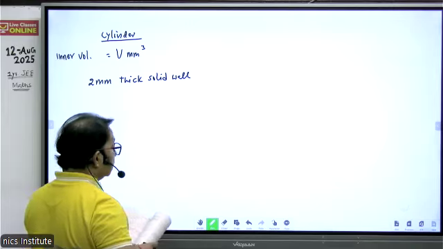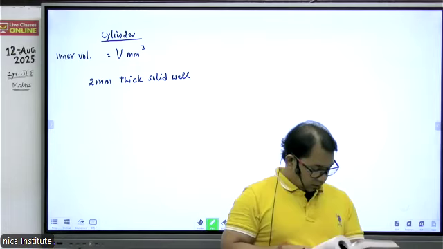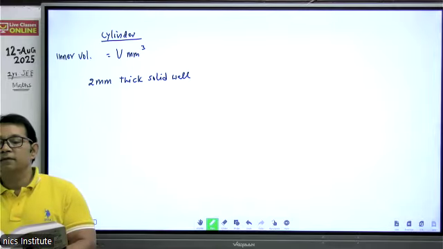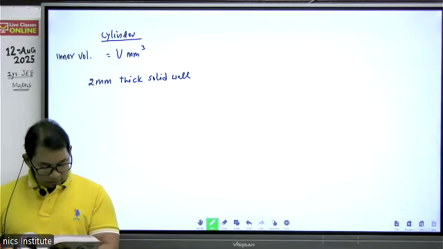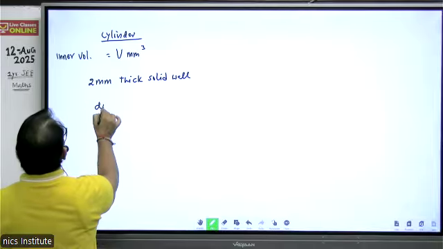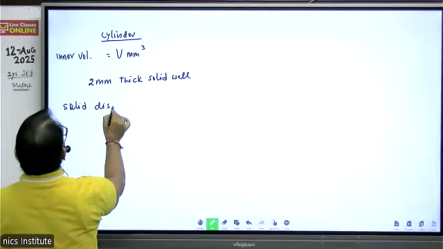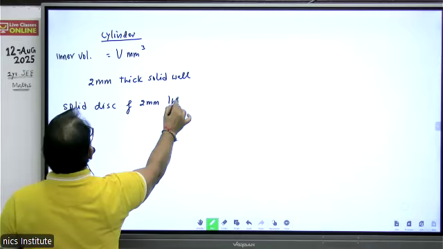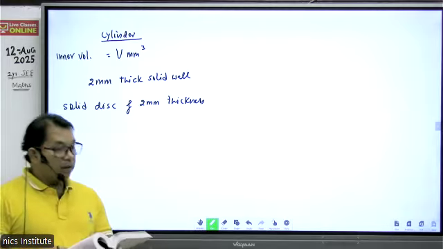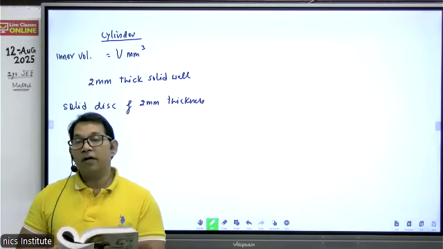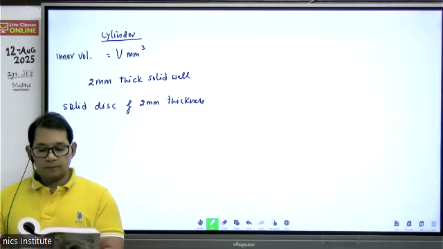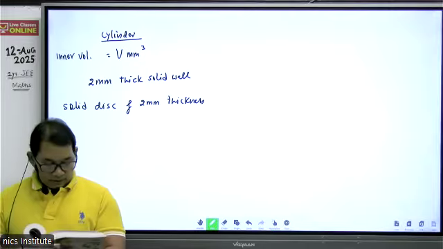The bottom of the container is a solid circular disc of thickness 2 millimeter, and its radius is equal to the outer radius of the container.